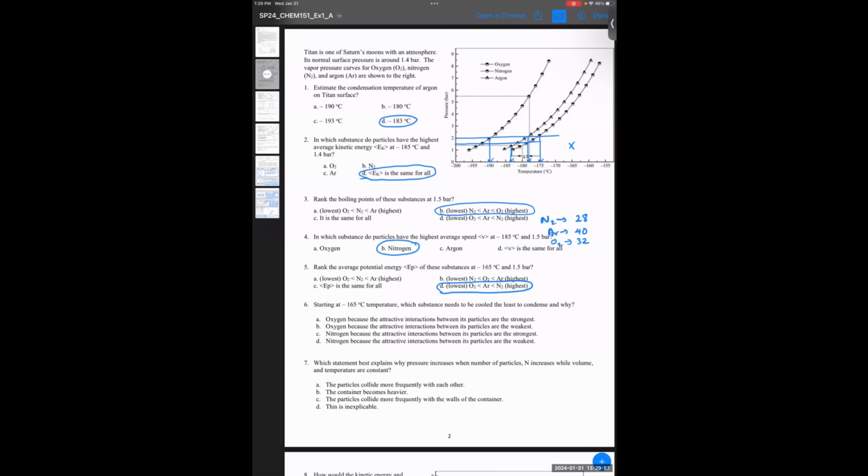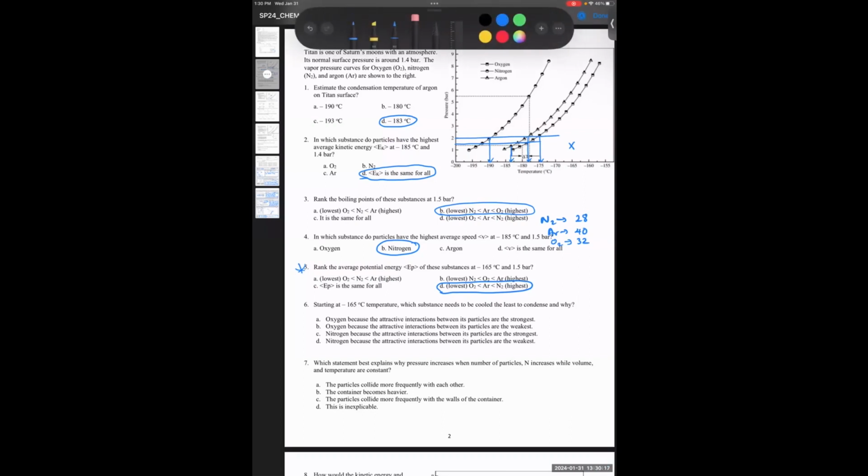All right. Question 6. Starting at minus 165 degrees Celsius, which substance needs to be cooled the least to condense and why? To do this, I feel like I want to use a fresh diagram of this if I can. Okay, so we are starting at minus 165 degrees Celsius.